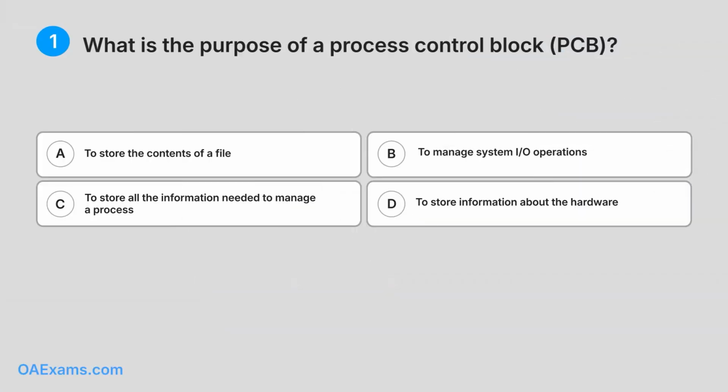1. What is the purpose of a process control block, PCB? A. To store the contents of a file. B. To manage system I/O operations. C. To store all the information needed to manage a process. D. To store information about the hardware. Do you know the answer?